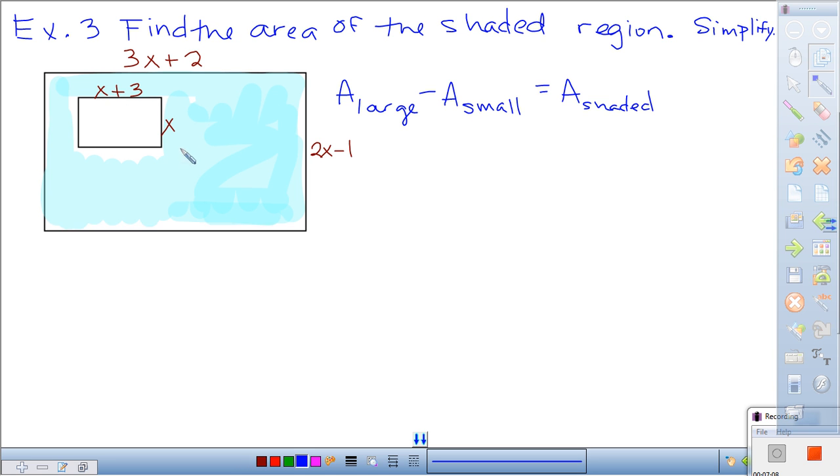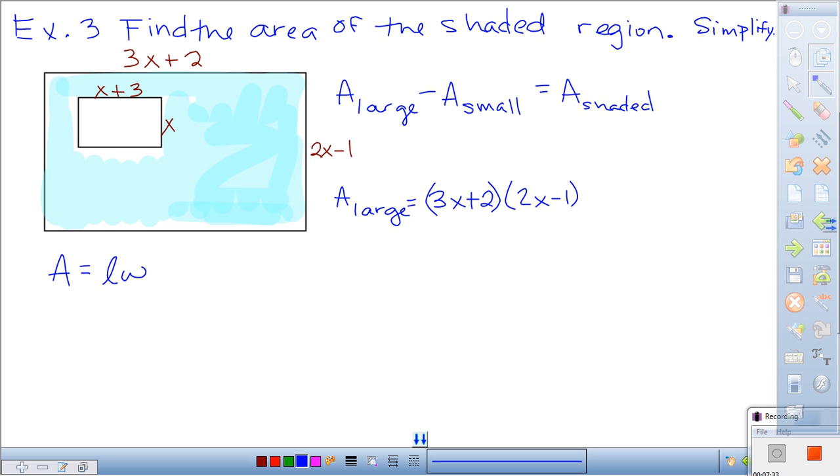All right, each one of these shapes are rectangles, so we need to know how to find the area of a rectangle. To find the area of a rectangle, our formula is length times width. So let's use that formula and let's find our areas. I'll start with finding the area of the large rectangle, which is length times width. The length is 3x plus 2 times the width, which is 2x minus 1.